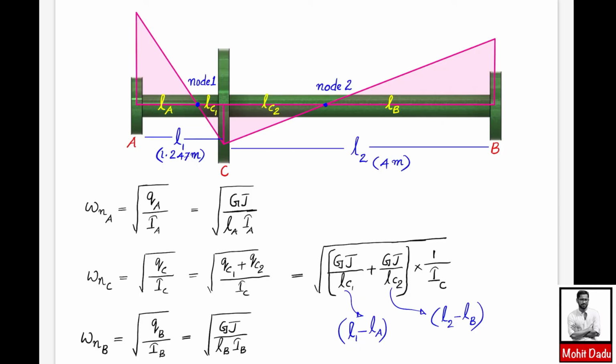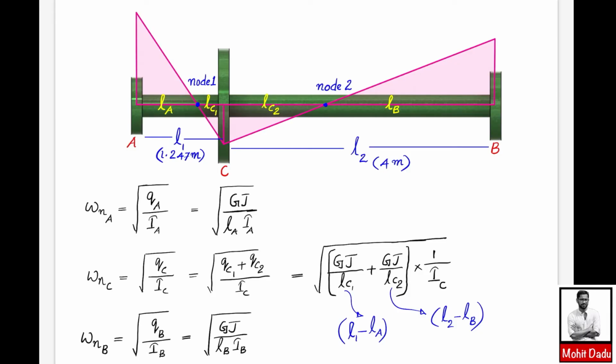point. In the previous analysis I have explained all these things. So you can write the natural frequency of the first part with respect to the node, which is coming on the left. So you can write omega na as square root of qa by ia, where qa is the torsional stiffness of that part which is coming to the left of node 1. And that can be written as square root of GJ by la into ia, where ia is the mass moment of inertia of the rotor A, which is given in the question, and la we have to evaluate.